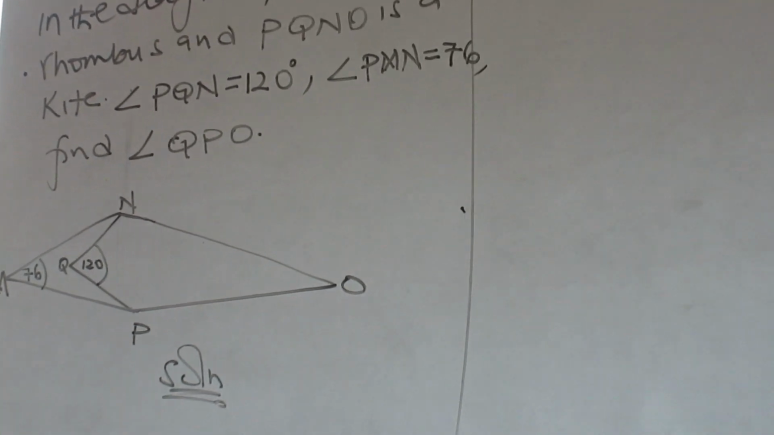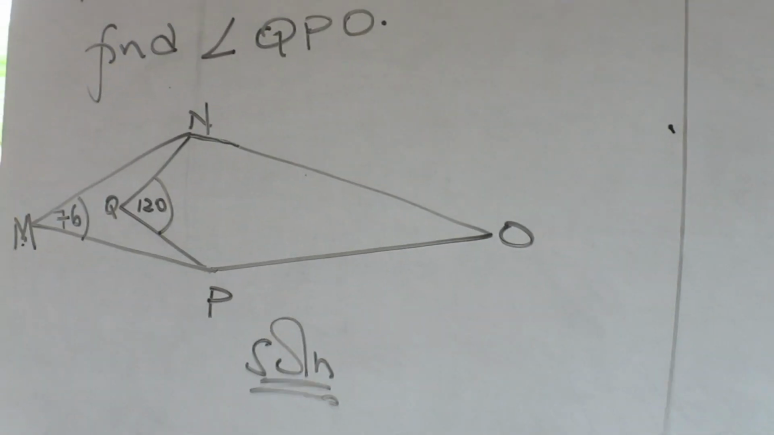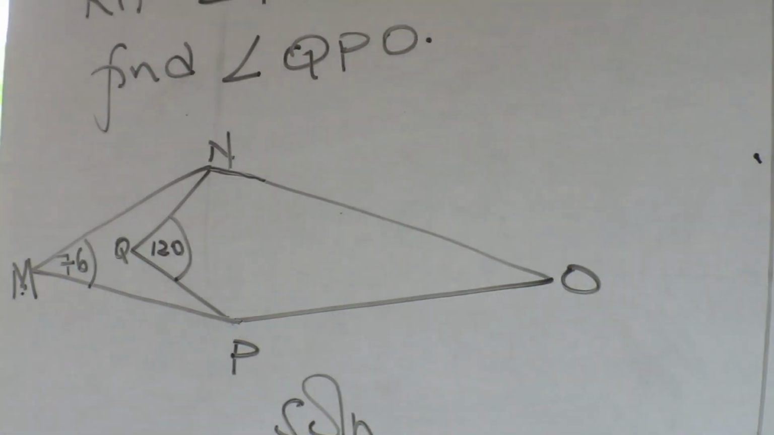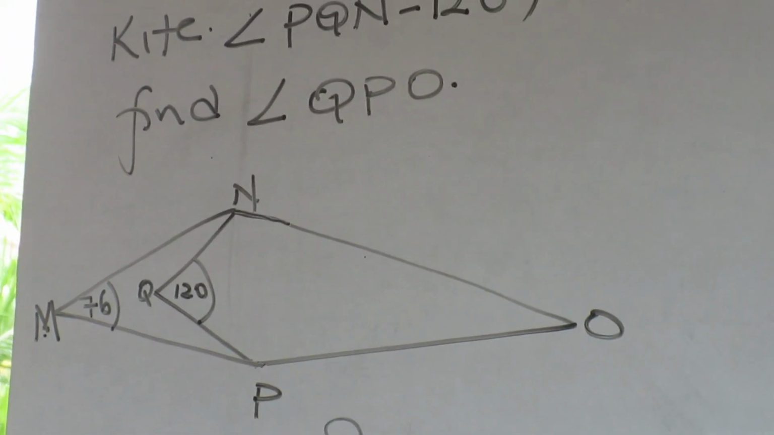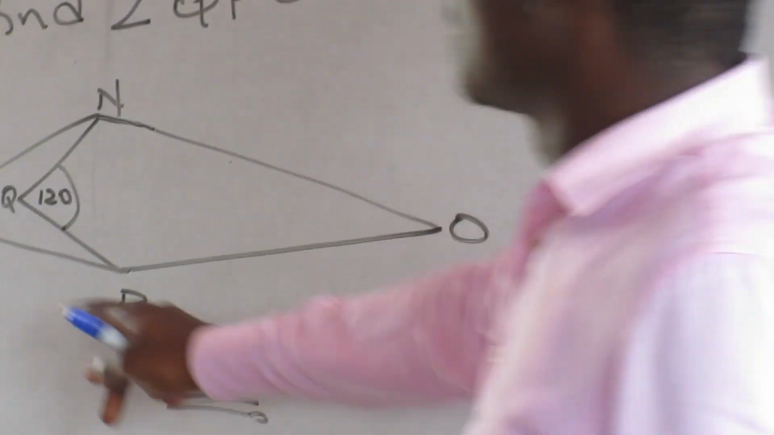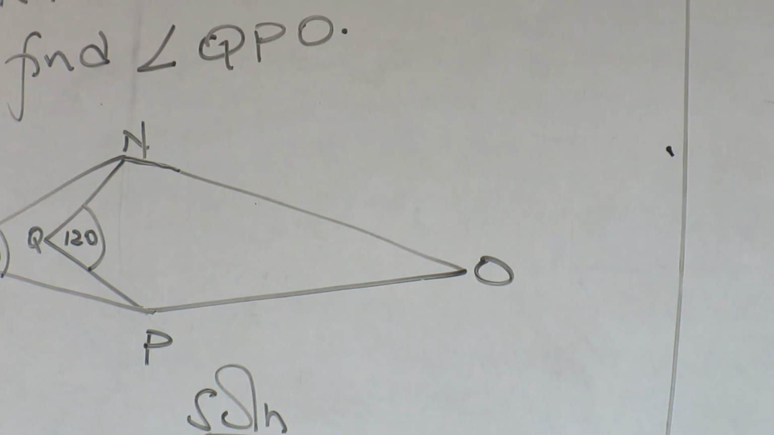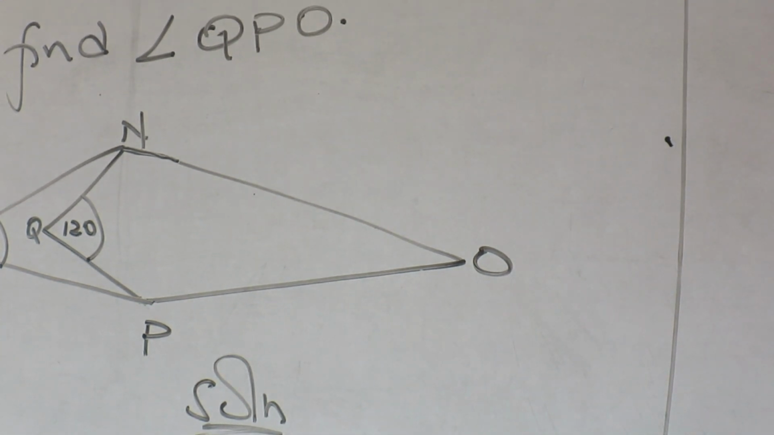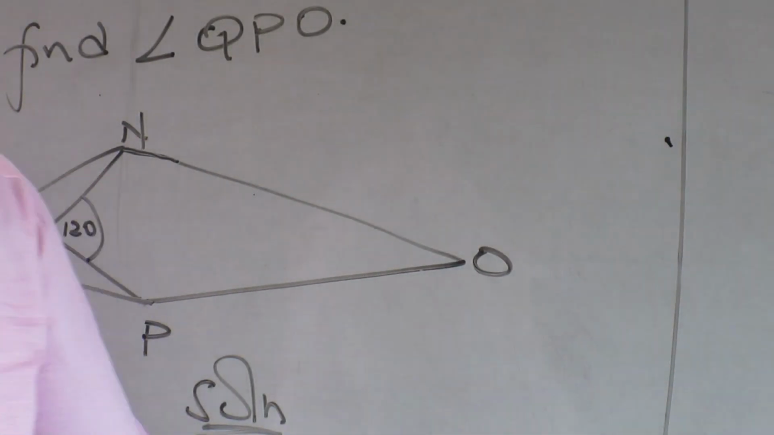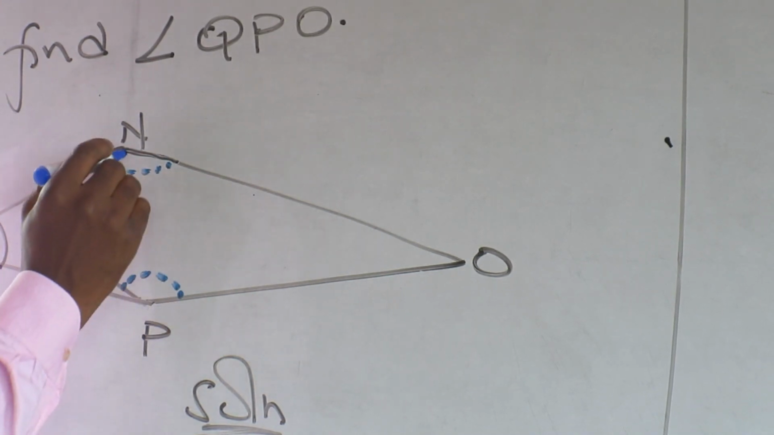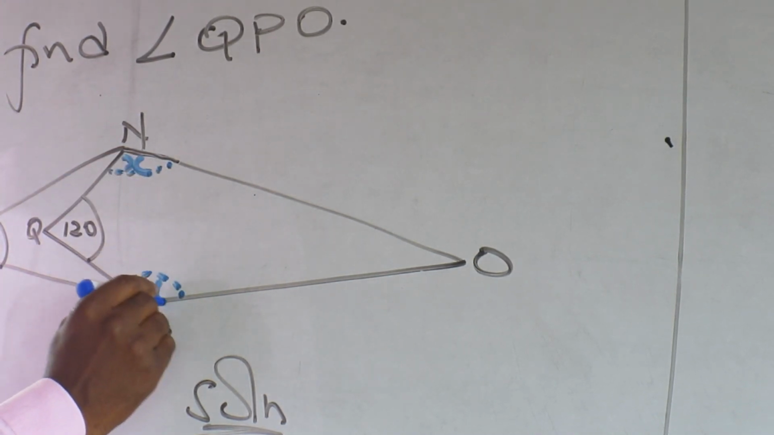What do you think we can do? That's true. He said I should draw a line from this side. Now what would that line do for me? N and P. Thank you. That's the first line of action. A kite has what? Two opposite angles equal.